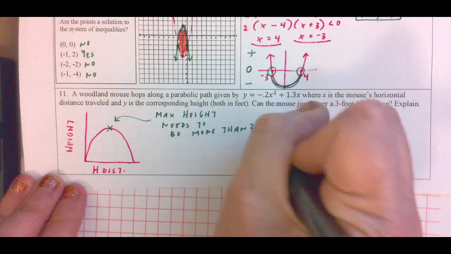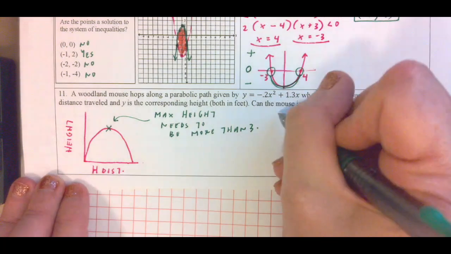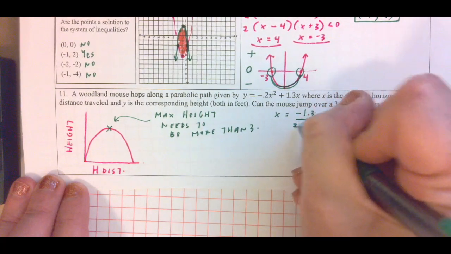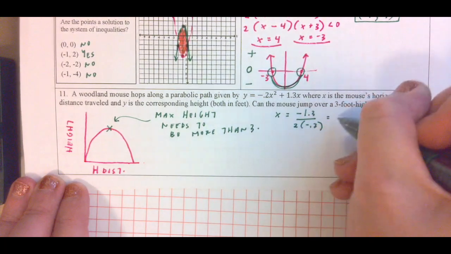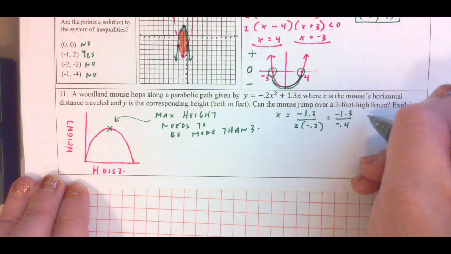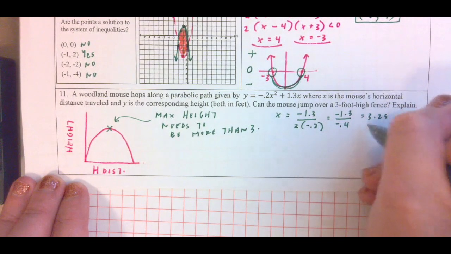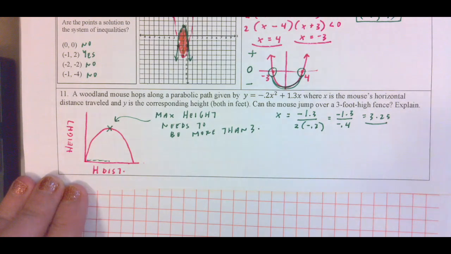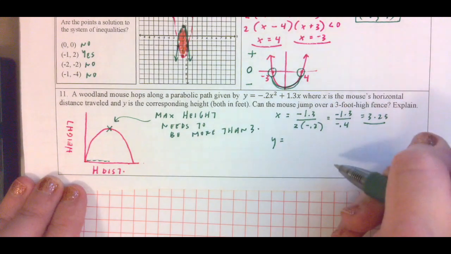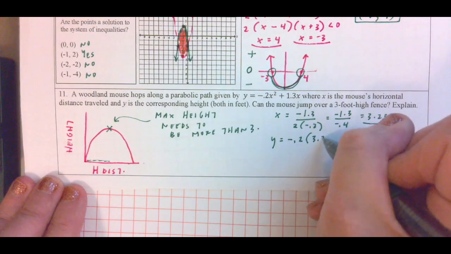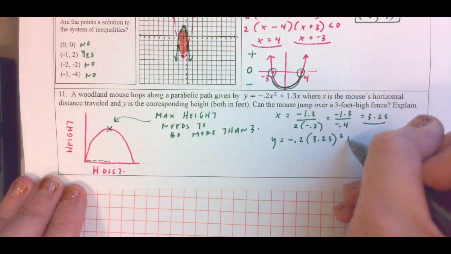Okay, so if I find the x value of my vertex, x equals negative 1.3 over 2 times negative 0.2. So negative 1.3 over negative 0.4 gets me 3.25. So the horizontal distance traveled is 3.25 feet. Okay, and then we need to know what's the height that goes with it. So if I plug back into my function, I have negative 0.2, plugging in that 3.25 quantity squared, plus 1.3 times 3.25.